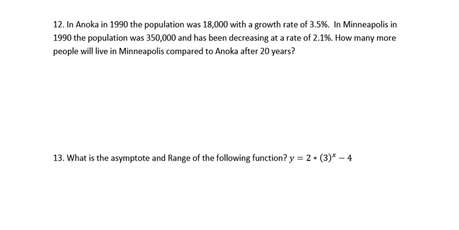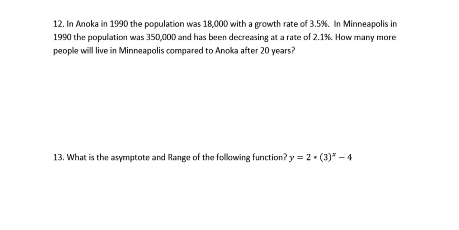All right, question number 12. In Anoka, population is 18,000, growth rate 3.5%. Just remember 3.5% and 2.1%. 3% is 0.03. So 3.5% is 0.035. And 2.1% is 0.021. So in Anoka, we actually have growth, and the growth rate is 0.035.